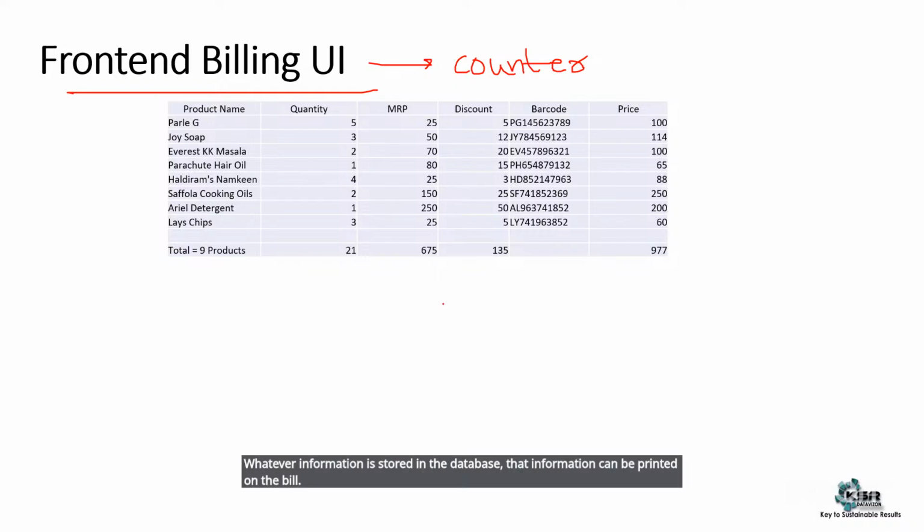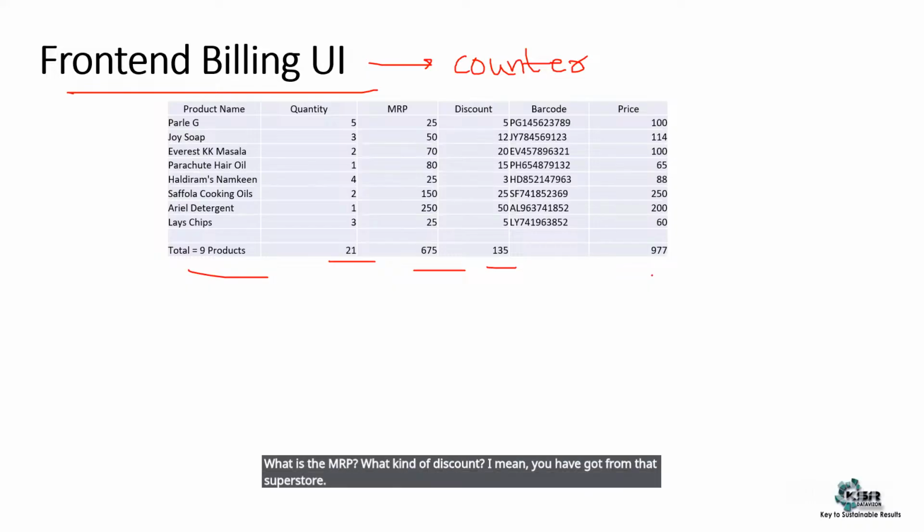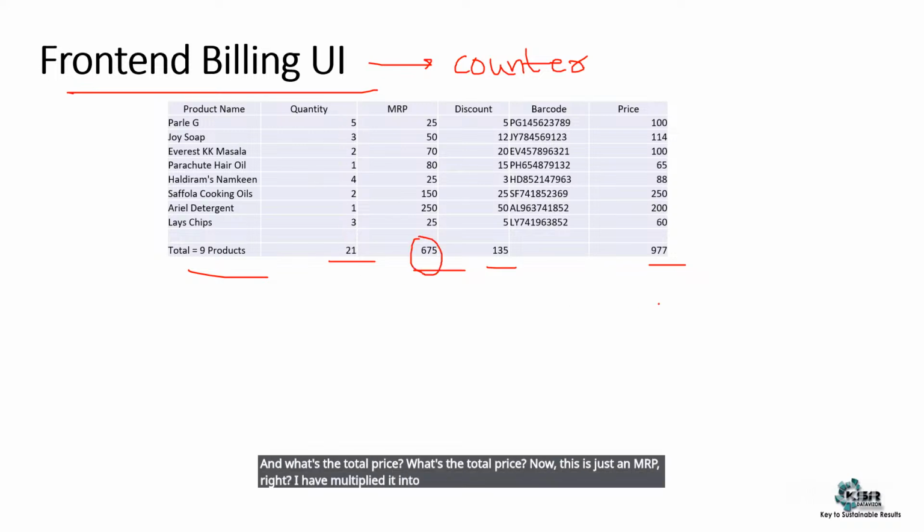So you purchase certain 9 products: how many quantities you purchased, what is the MRP, what kind of discount you have got from that superstore, and what's the total price? Now, this is just an MRP, right? I have multiplied it by the number of quantities.